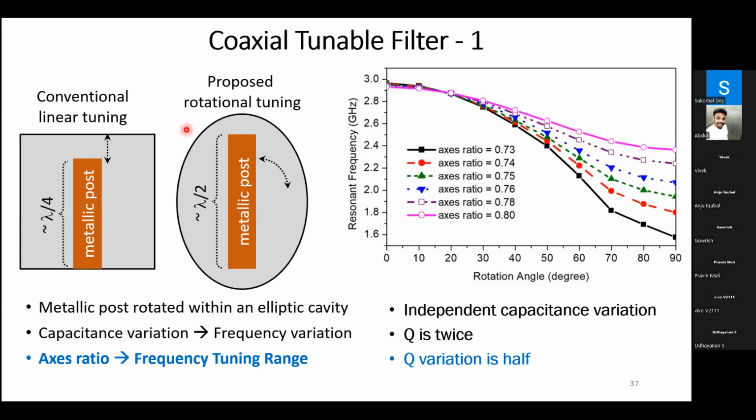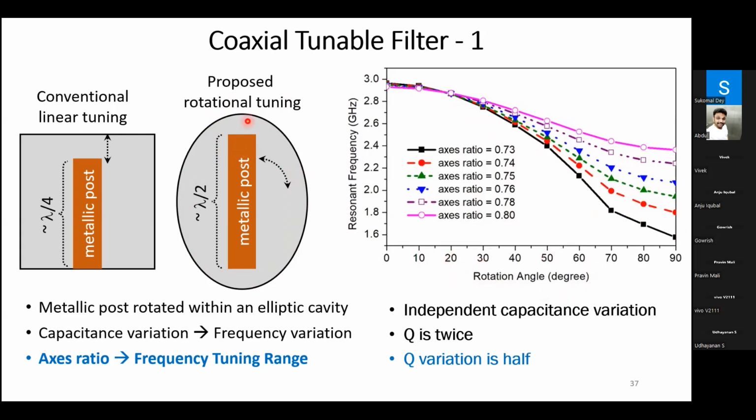Instead, what we did was we took an elliptic cavity and used a λ/2 resonator post. The resonator post is rotated within the elliptic cavity, so the same concept happens. The air gap changes as the post is rotated. The air gap is minimum in this position and maximum in this position because of the axial ratio of the elliptic cavity. As a result, the capacitance changes and then the resonance frequency changes. You can see the resonance frequency change as the angle of rotation is increased.